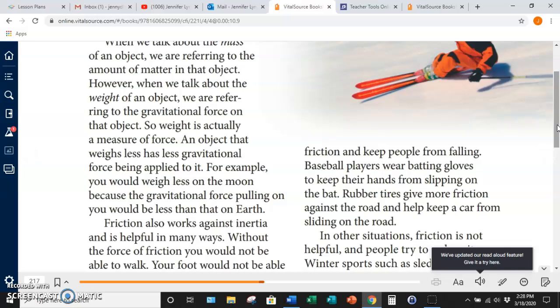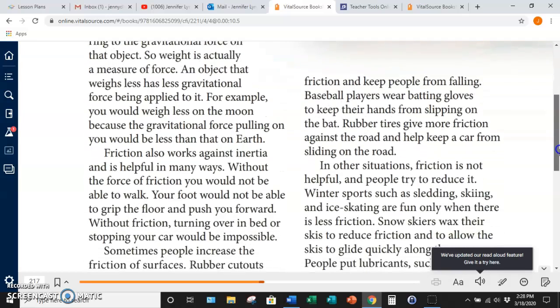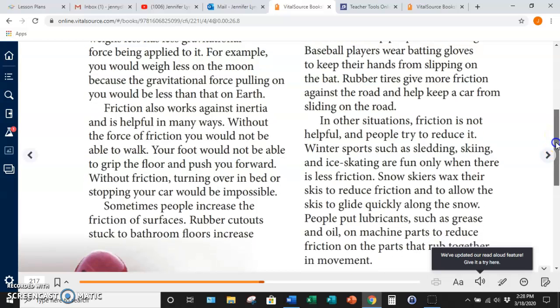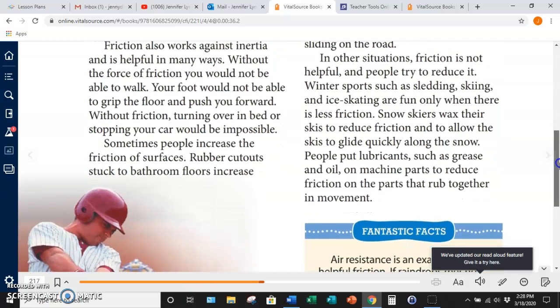Without the force of friction, you would not be able to walk. Your foot would not be able to grip the floor and push you forward. Without friction, turning over in bed or stopping your car would be impossible. Sometimes people increase the friction of surfaces. Rubber cutouts stuck to bathroom floors increase friction and keep people from falling. Baseball players wear batting gloves to keep their hands from slipping on the bat. Rubber tires give more friction against the road and help a car from sliding on the road. In other situations, friction is not helpful and people try to reduce it.